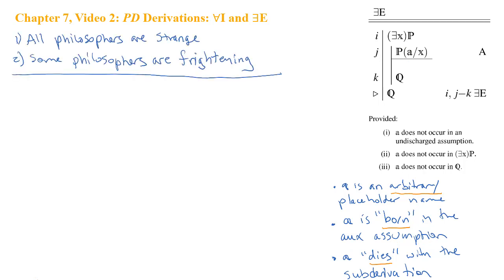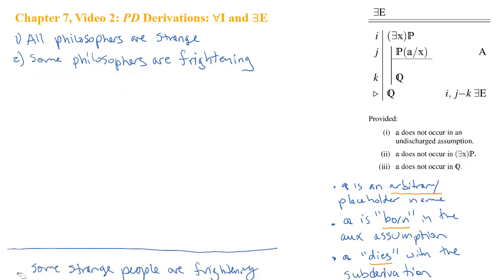Two premises: all philosophers are strange, some philosophers are frightening. From this, we can conclude that some strange people are frightening. Now, how would we do that without symbols? Consider this. Now, notice that premises 1 and 2 don't name anyone in particular.